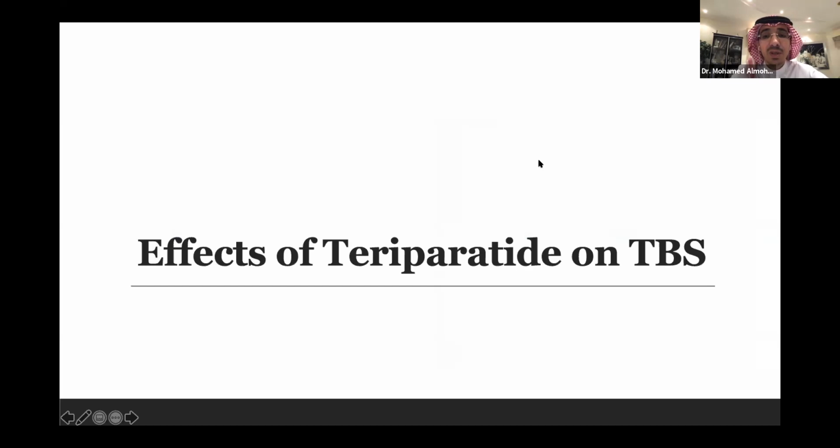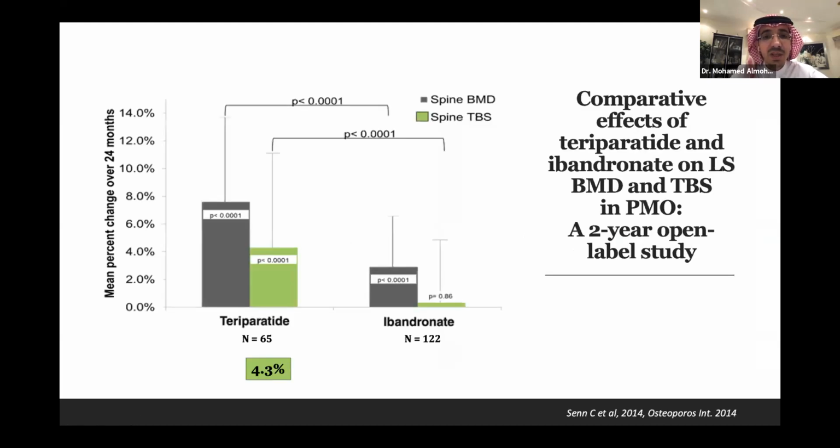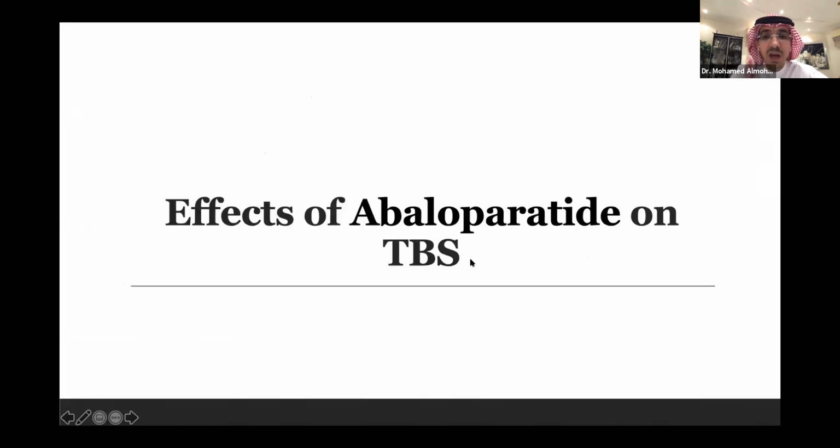What about the anabolic therapy? So with teriparatide, in comparison, not to the placebo, but to the oral bisphosphonate, there was a significant increase, perhaps because of the change in the microarchitecture of the bone, where we can see a significant increase in regard of the TBS value, 4.3%, exceeding the threshold of the least significant change in this study. So that was significant with teriparatide in comparison to oral bisphosphonate, namely ibandronate, in this study.